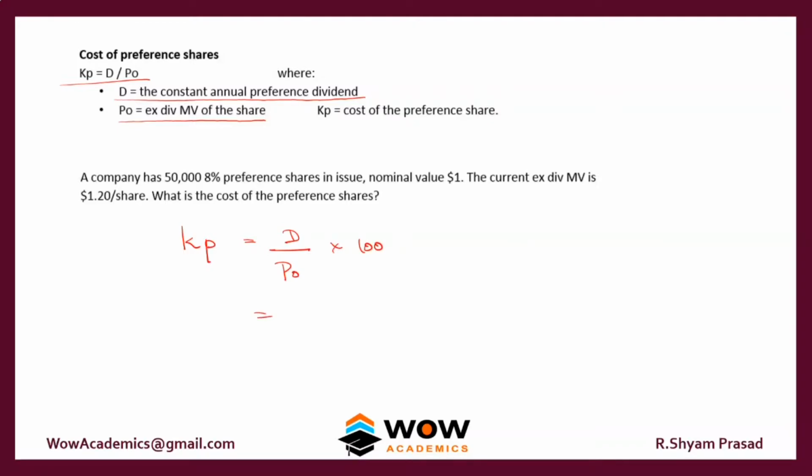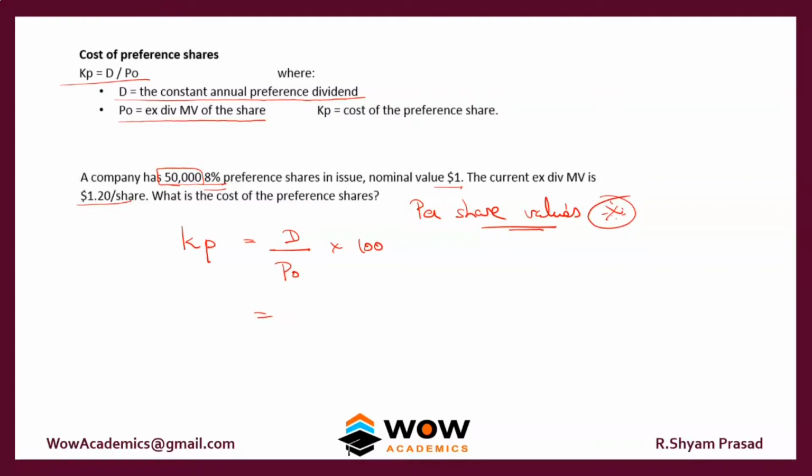So we have to get D and P0. A company has 50,000 8% preference shares in issue. Nominal value is 1. The current ex-dividend market value is 1.2 per share. What is the cost of preference share? Okay, so you don't need to take this whole number like 50,000. You just need to take a per share value. If you get a per share value, it's very easy to solve the problem.